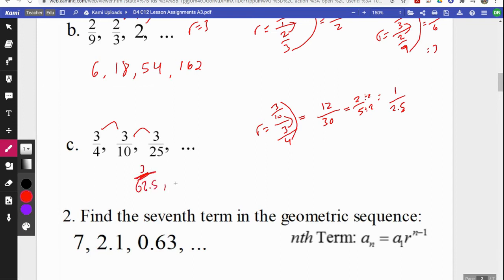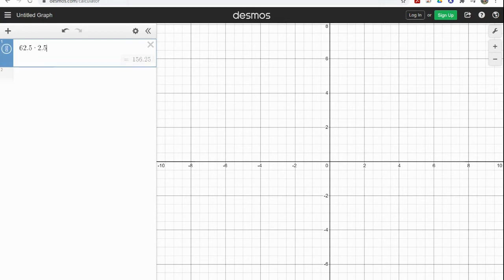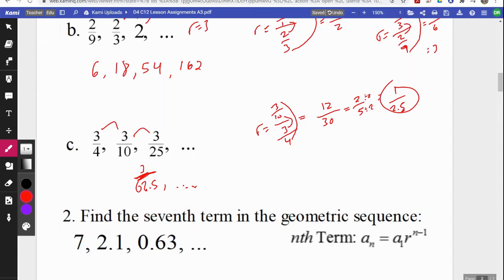For the fourth term, because we're starting right here, we would continue on using 1/2.5. I'll do one more. I don't really want to waste too much time. This could be completed easily enough. 62.5 is the next term, and this is just the denominators times 2.5. 156.25.